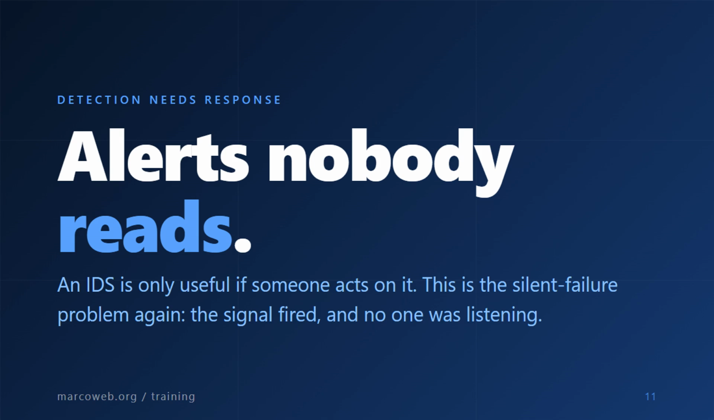And one more time, because it matters, an intrusion system that only alerts is useless if no one reads the alerts. This is the silent failure problem from Domain 4 again, the signal fired, and no one was listening. Detection is only a control when someone responds to it.